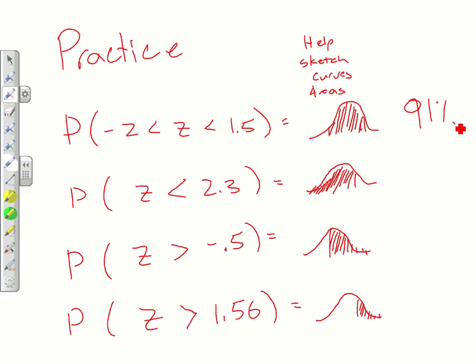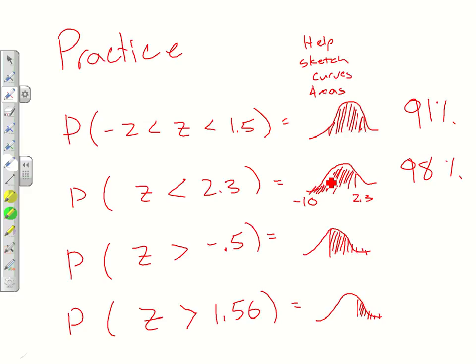Miss Rios, what did you get for number 2? 98%. Miss May, can you concur? Did you get 98%? All right. We should have gone from negative 10 to 2.3. Notice how sketching this helps me figure out the values that I need to plug in.